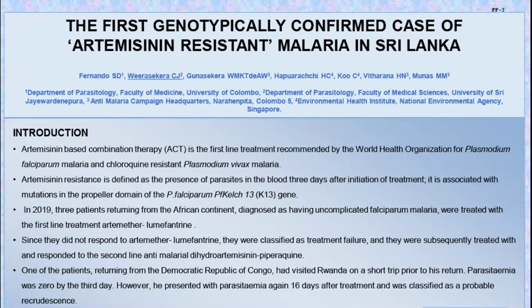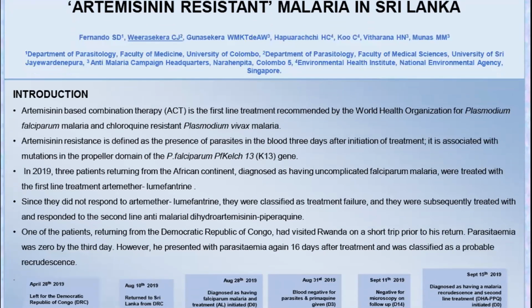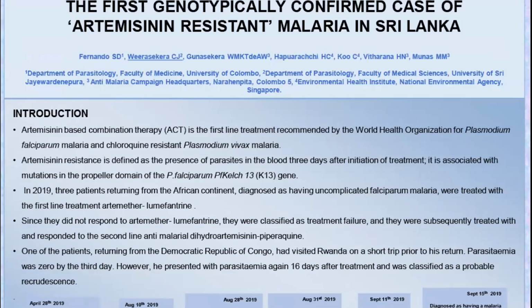The first genotypically confirmed case of artemisinin-resistant malaria in Sri Lanka. The authors are Dr. Fernando SD, Dr. Gunasekara WMKTDAW, Dr. Hapuarachi HC, Dr. Ku C, Dr. Vitarana HN, Dr. Munaz MM. The presenting author today is Dr. Veerasekara CJ.